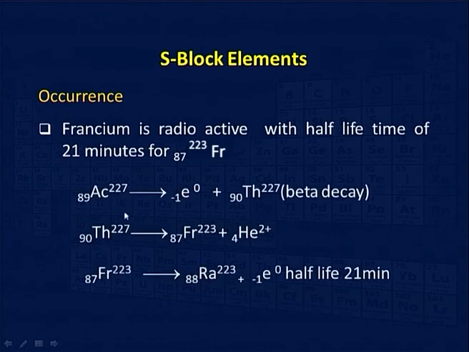Now, this can be made from actinium. Actinium, 89 is the atomic number, 227, undergoes beta decay to give thorium 90 and 227, which is the atomic weight of thorium. Then thorium undergoes alpha elimination to give francium 223, 87. Now, this francium which we are interested in is formed like this, and this undergoes radioactive decay by giving beta decay, and this has a half life of 21 minutes. Half life means after 21 minutes the concentration of francium or the radioactive element will remain half.